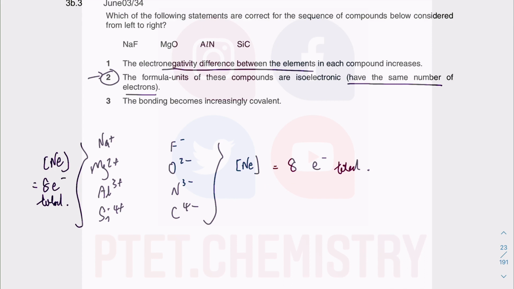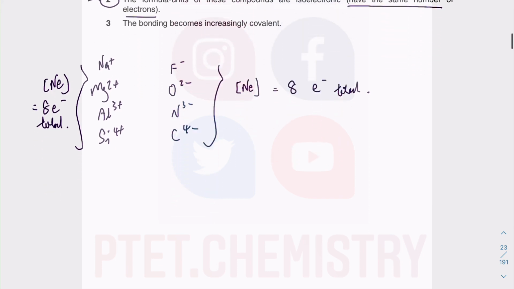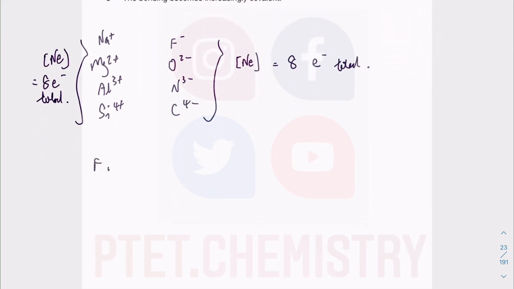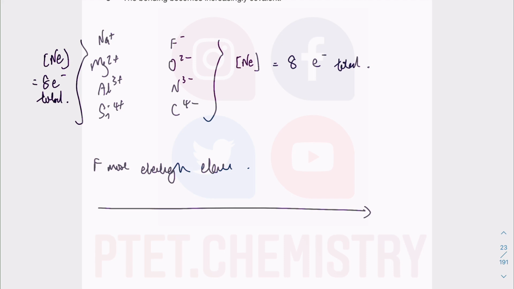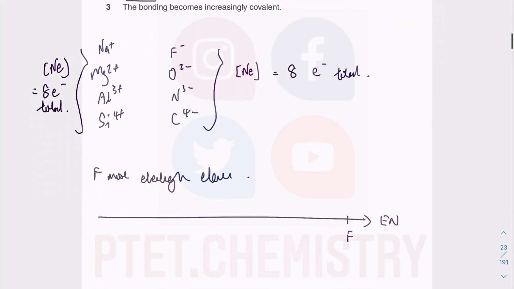Electronegativity difference between the elements increases. Well, let's have a look. We know that fluorine is the most electronegative element. Okay, so if I have a scale, EN, the non-metals tend to be more electronegative than the metals, which would be more electropositive towards that region. So if I have fluorine there, then oxygen will be there, nitrogen will be there, carbon will be there.